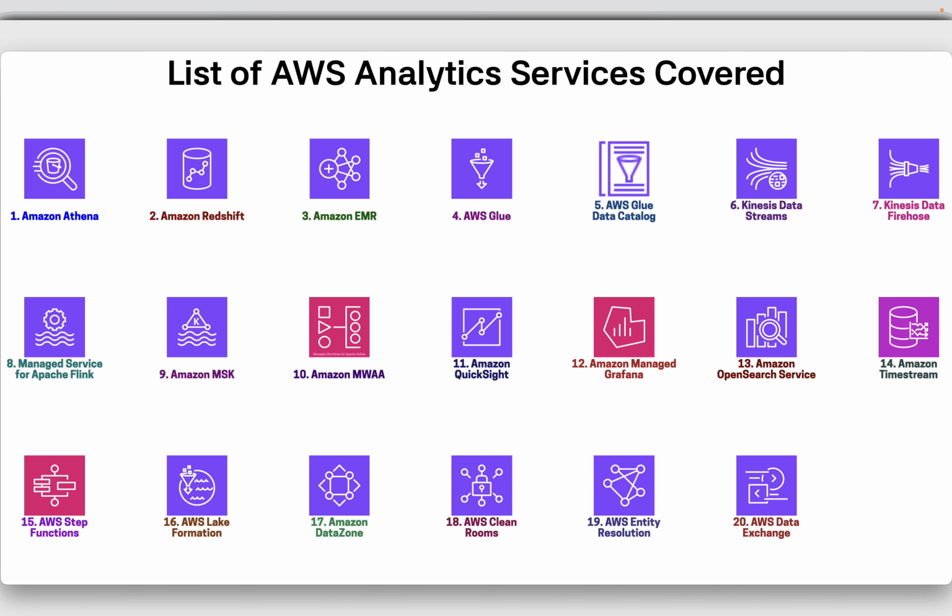So first, these are the services which I'll be covering: Athena, Redshift, EMR, AWS Glue, Glue Data Catalog, Kinesis Data Streams, Kinesis Data Firehose, Managed Service for Apache Flink, Amazon Managed Streaming for Apache Kafka, Amazon MWAA, which is Managed Workflows for Apache Airflow, QuickSight, Managed Grafana, Amazon OpenSearch Service, Amazon Timestream, AWS Step Functions, AWS Lake Formation, Amazon DataZone, AWS Clean Rooms, AWS Entity Resolution, and AWS Data Exchange.